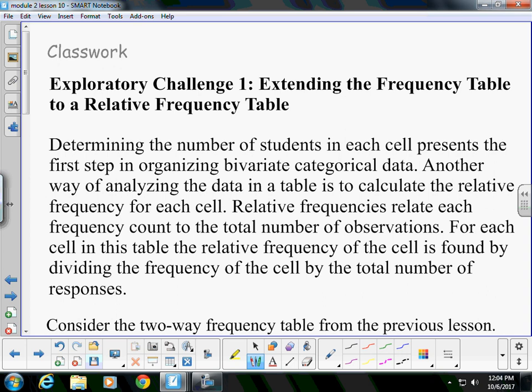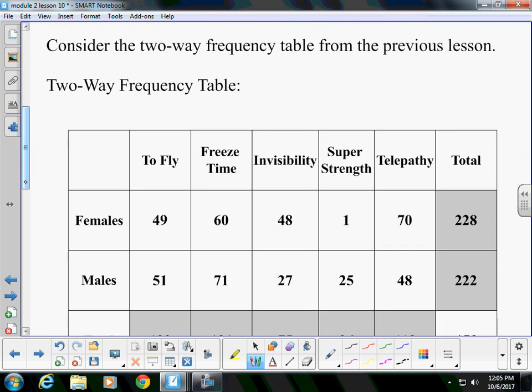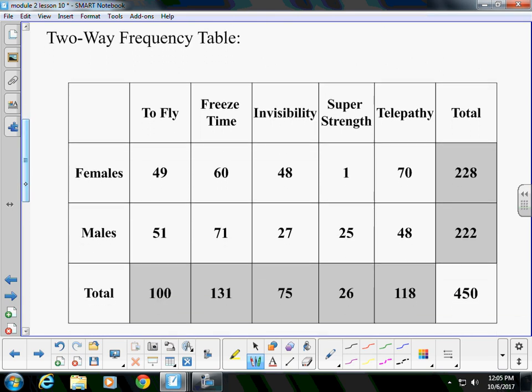Okay, so for each cell in the table, the relative frequency of the cell is found by dividing the frequency of the cell by the total number of responses. Consider the two-way frequency table from the previous lesson. Those were all the answers that we got at the end of lesson 9.